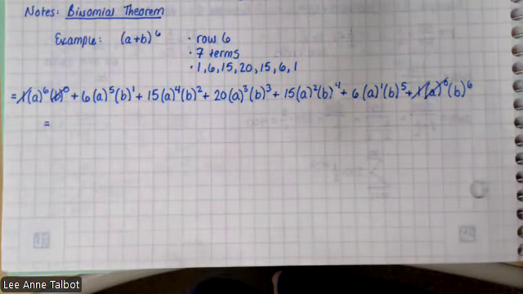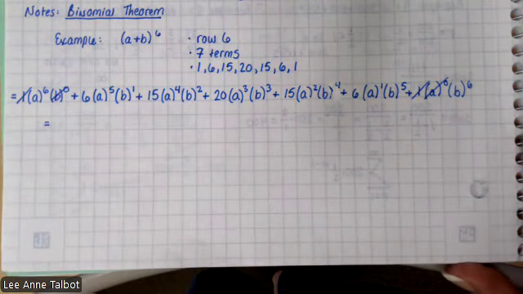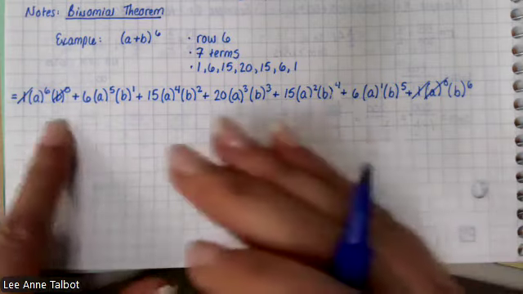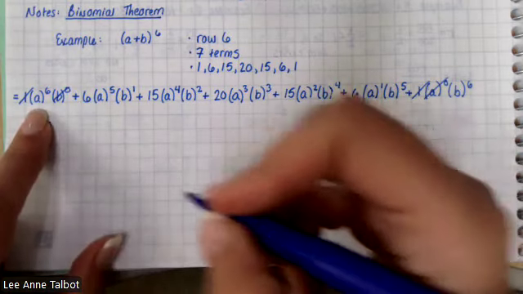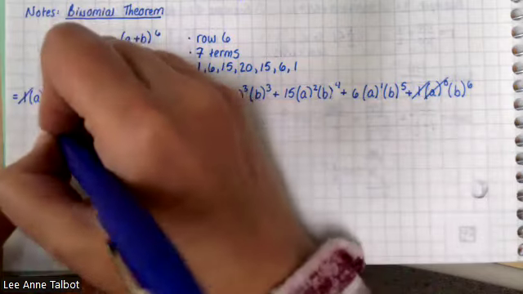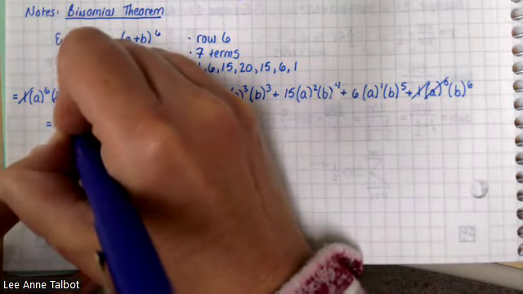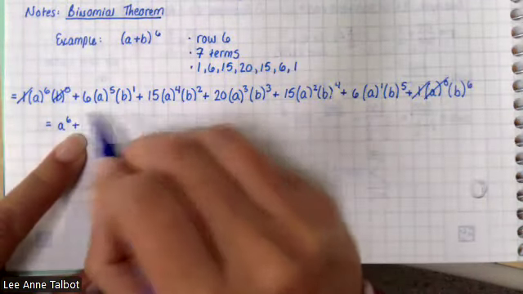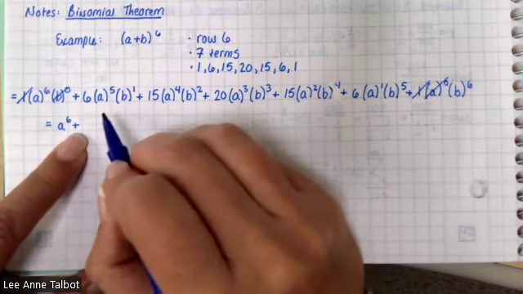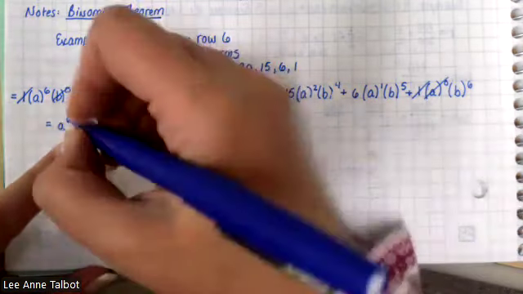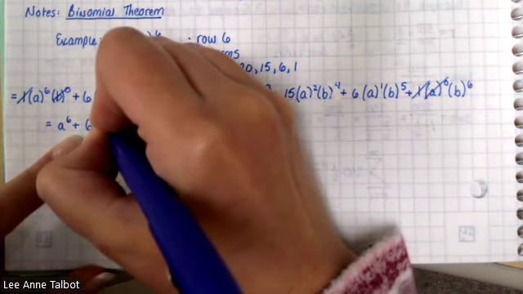Are my cancelings okay? All right. So what's left here? A to the 6 plus. How do I make this pretty? 6, 15. Beautiful.